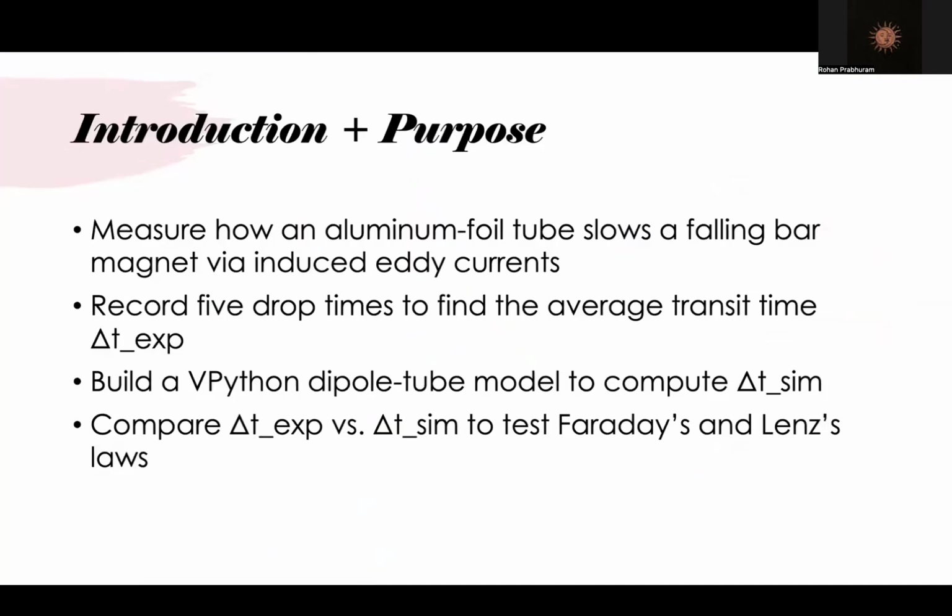Our purpose is fourfold. First, we want to measure how an aluminum foil tube slows a falling bar magnet via induced eddy currents. Second, we want to record 5 drop times and compute the average transit time, which is delta t experimental. Third, we want to build a VPython dipole tube model and extract the simulated transit time, delta t simulated. Finally, we want to compare delta t experimental against delta t simulated as a test of Faraday's law and Lenz's law.